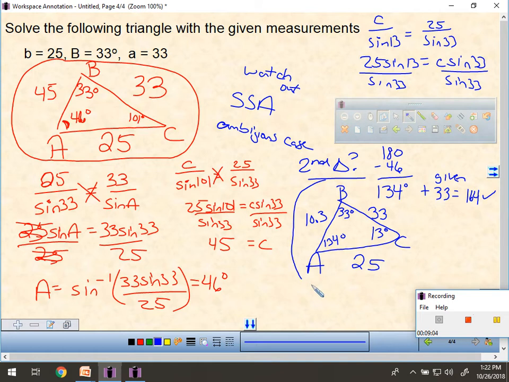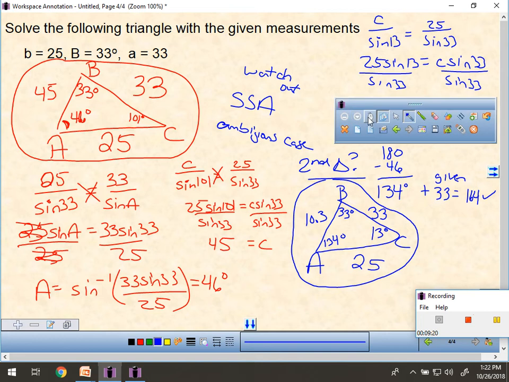And so that's it. My blue triangle and my red triangle will be my answer for that problem. And I will tell you this, on the test, it's going to be an ambiguous case. I'm not going to lie. It's going to be a problem that's like this, so you can rest assured you're going to get two triangles. And so that will be it for that problem.